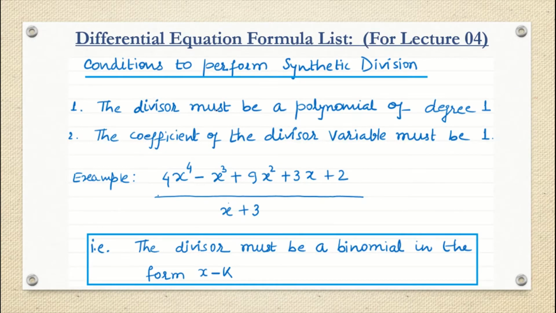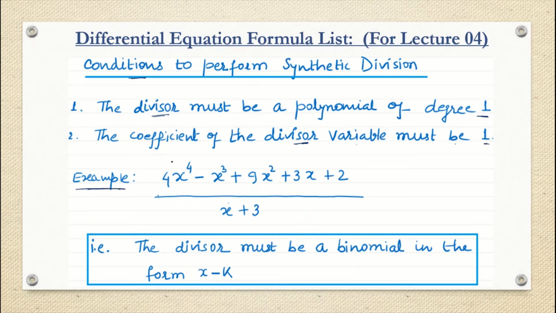Fine. So before starting synthetic division, we'll just see some conditions to perform synthetic division. We cannot perform synthetic division for each and every case. There are some limitations, you can say. So the very first is the divisor must be a polynomial of degree 1. So the degree of the divisor should always be 1. We'll see with the help of an example. The second condition is the coefficient of the divisor variable must be 1. And this is the example.